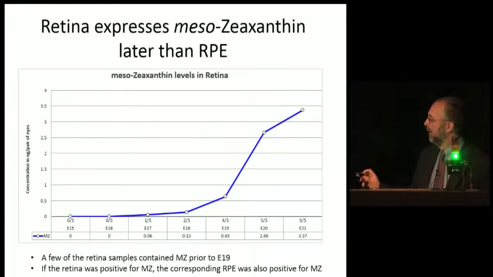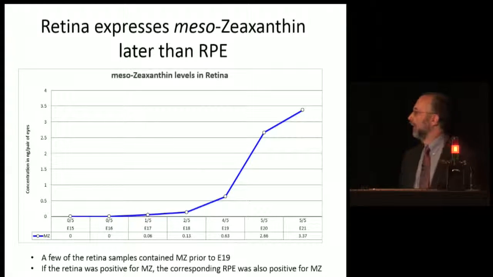And here's what happens in the retina. In E15 and E16, no meso-zeaxanthin. At E17, only one of the birds was positive, and it was very low. This rises to 2 out of 5, to 4 out of 5 here. The 1 out of 5 that was not positive was the one where the RPE was not positive. Then by E20 and E21, they all become positive there.